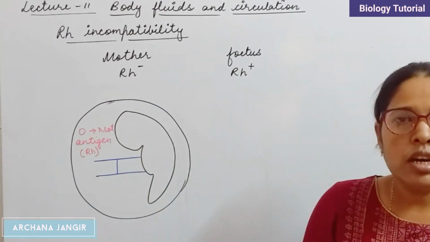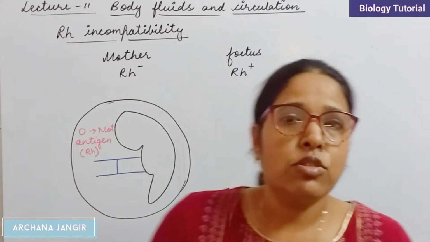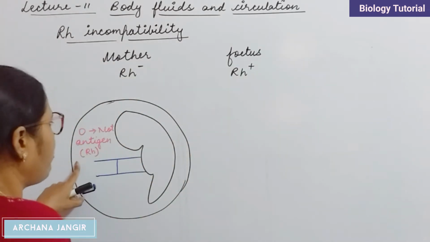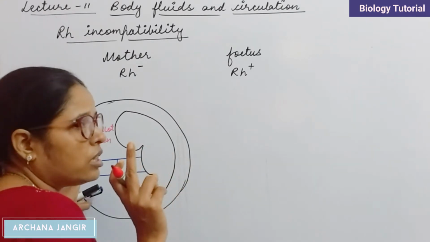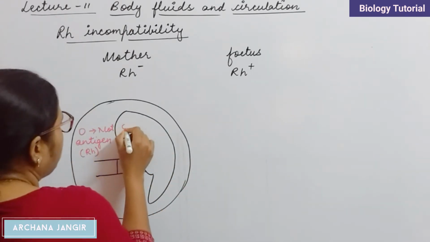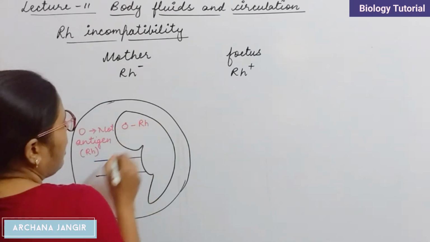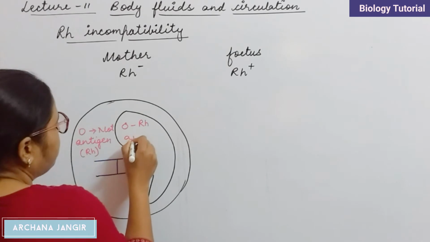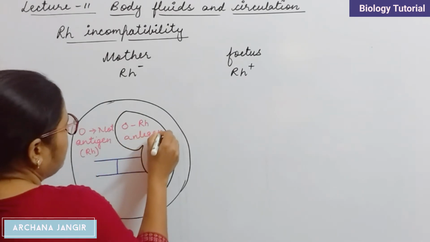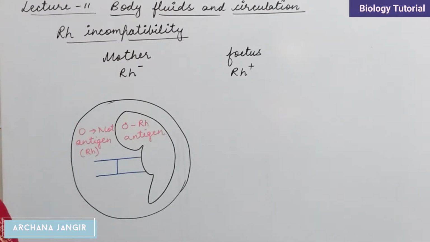So what is going to happen here? This is the body of the mother with the absence of Rh antigen. Here are the fetal RBCs. These are the fetal RBCs, and these fetal RBCs have Rh antigen. So here Rh antigen is present. Now what will happen? Clear?